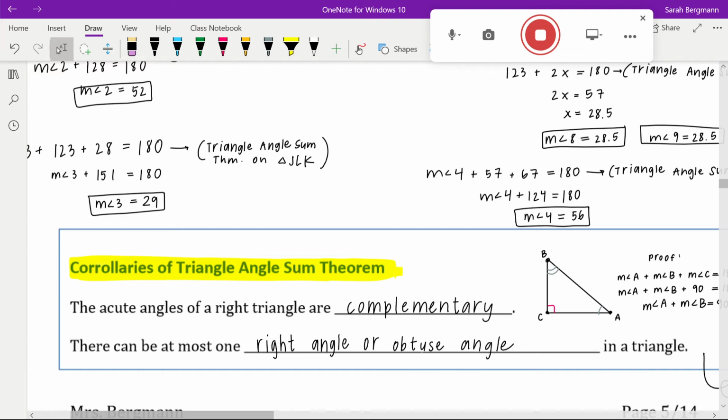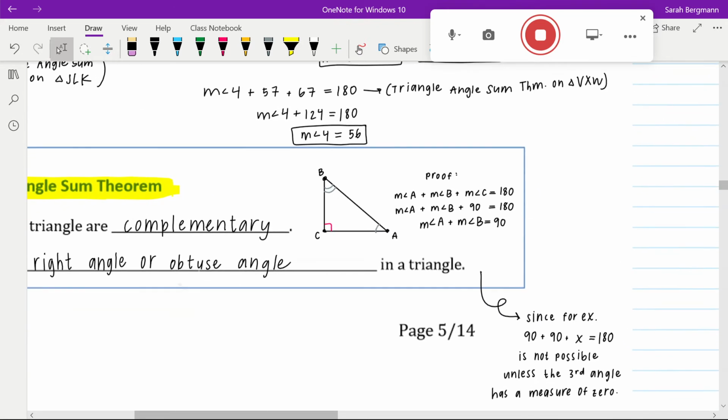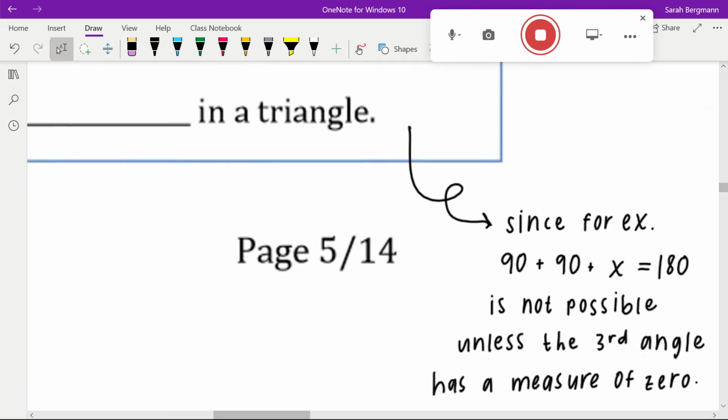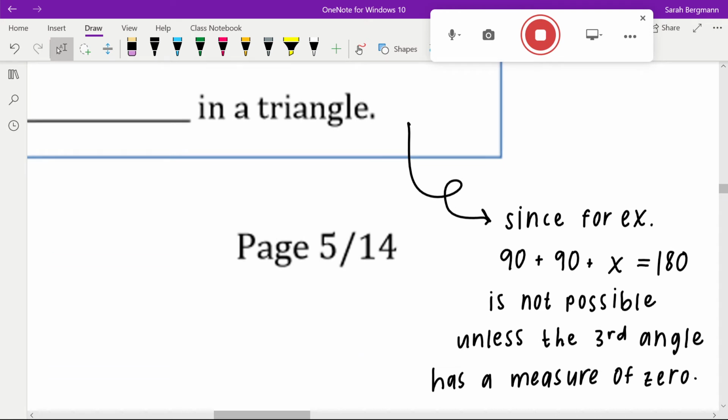Also, there can only be, at most, one right angle or one obtuse angle in a triangle. For example, if you had two right angles in a triangle, you would have 90 plus 90 for two of your angles. One angle would be 90, another angle would be 90. The third angle, let's say it's x. You cannot have this equal 180 unless x was equal to 0.